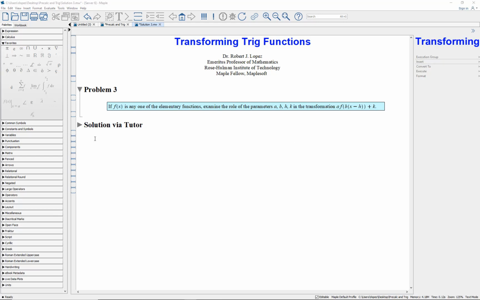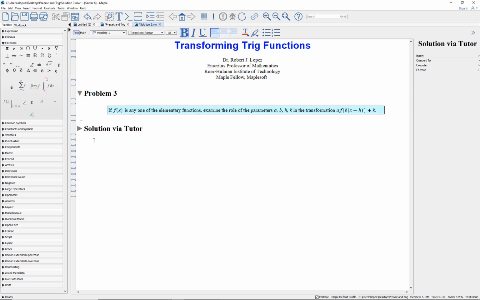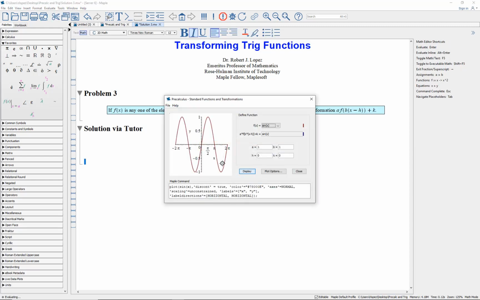To tackle this, we'll make use of a tutor. The tutors are a bunch of pop-up tools that are housed here. Tutors, and ours is in Precalculus. It is this standard functions tutor. I've got it rigged so that clicking this button will launch it. This is the standard functions tutor. All of the elementary functions are accessed in this drop-down.